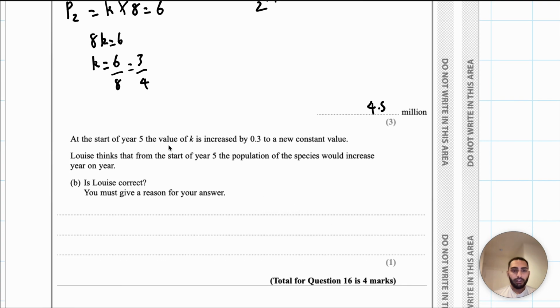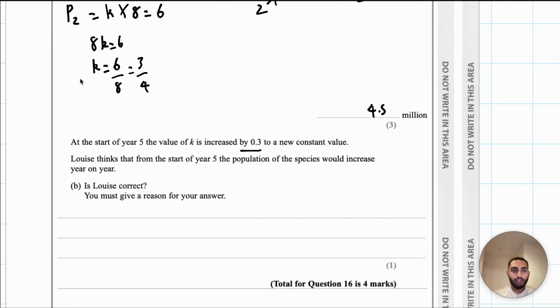At the start of year 5, the value of k is increased by 0.3 to a new constant value. So the previous constant was 3/4, or 0.75. And it's been increased by 0.3. So 0.75 plus 0.3, which would be 1.05.